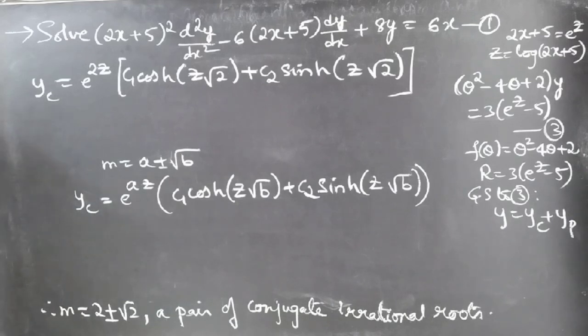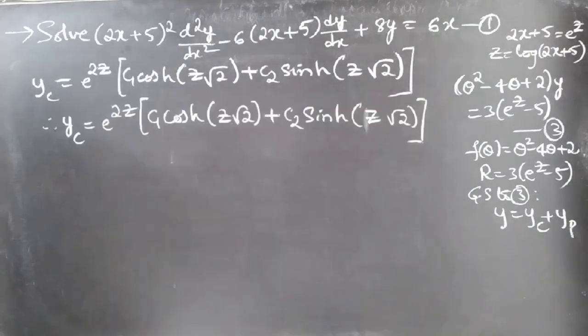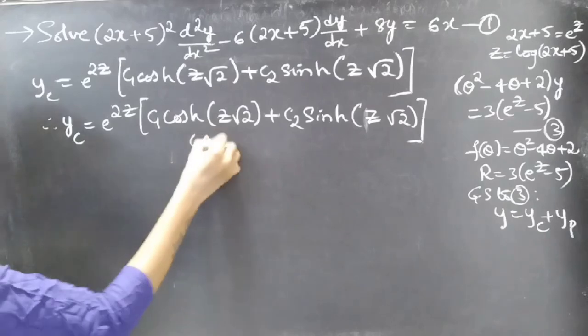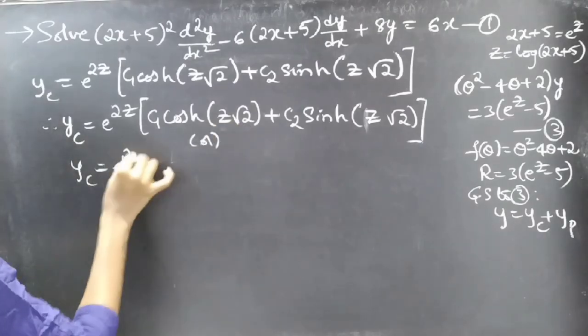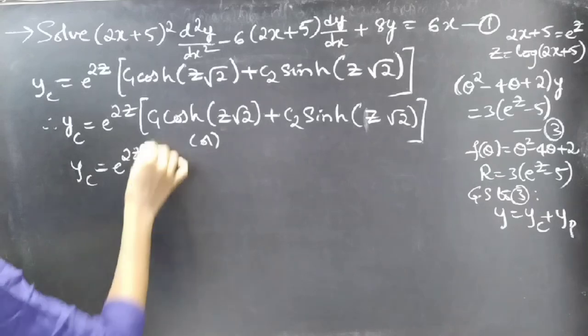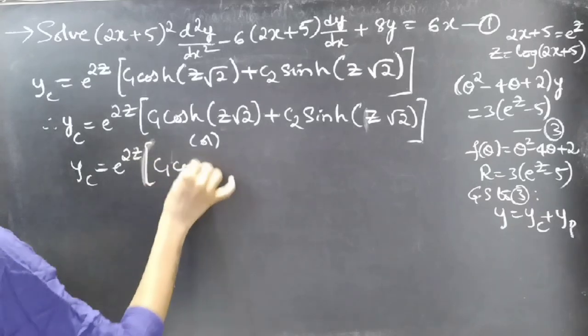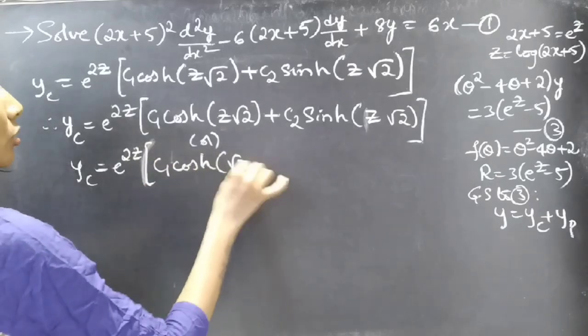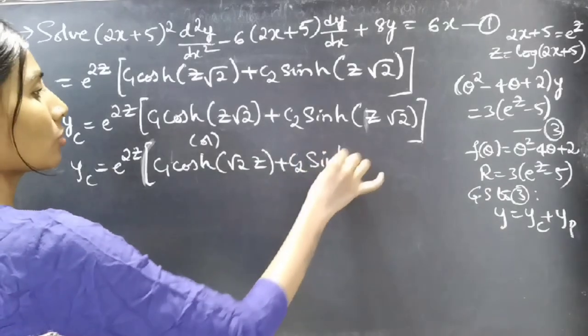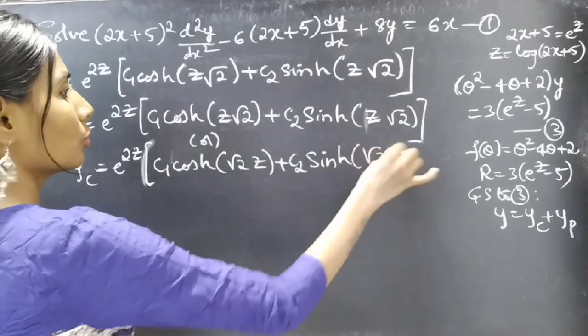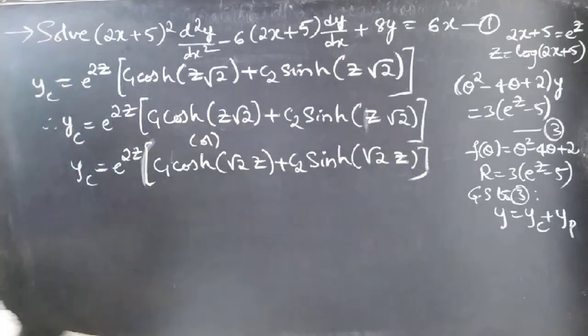Now we need to find yp, or you can write this as e^(2z) (c1 cosh(√2 z) plus c2 sinh(√2 z)). Okay, now coming to yp.